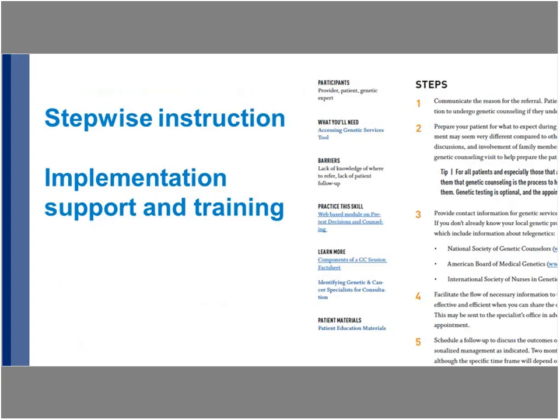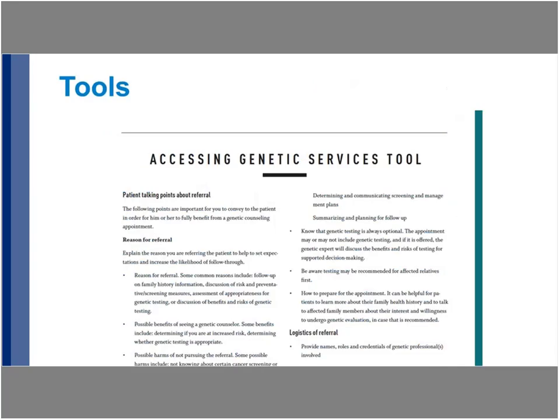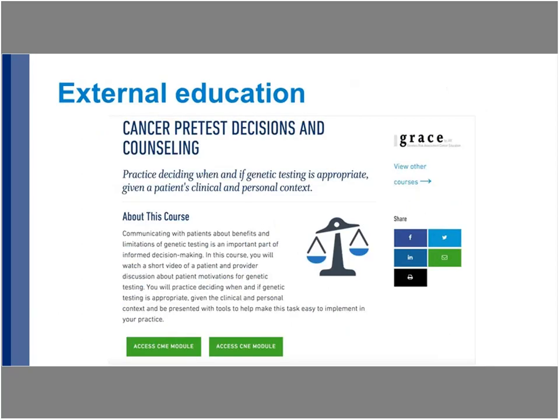And again, we have the same kind of stepwise instruction and support for the clinical actions, things that you would evaluate for a given patient, as we did for the previous section on setting up the process at the practice level. We provide different tools. So here's an example, the Accessing Services tool, that gives links about how to find genetics professionals, as well as how to communicate with patients about a referral. Here's an example of external education. This is a free online CME course that clinicians can access to practice some of the skills that are highlighted in the toolkit.